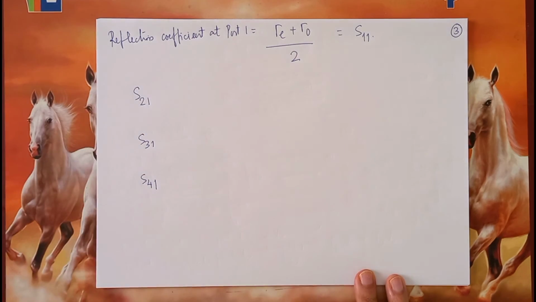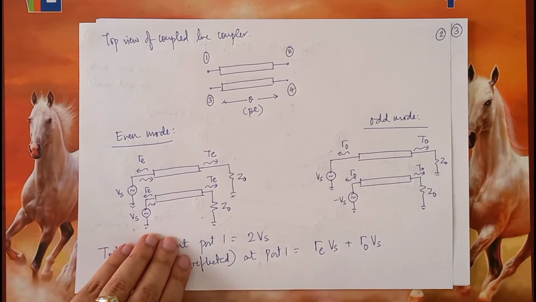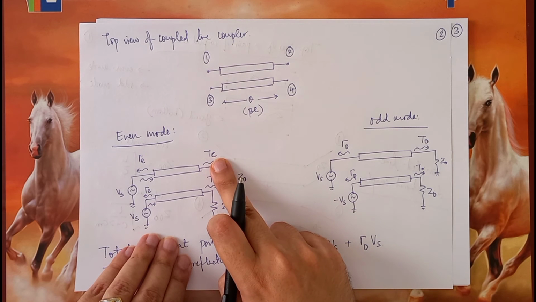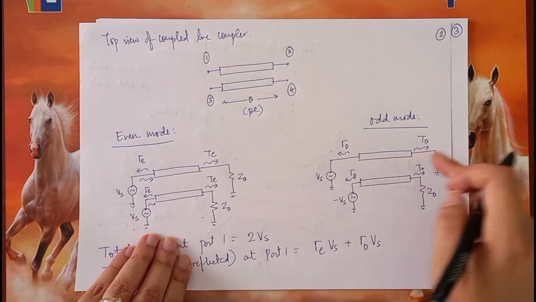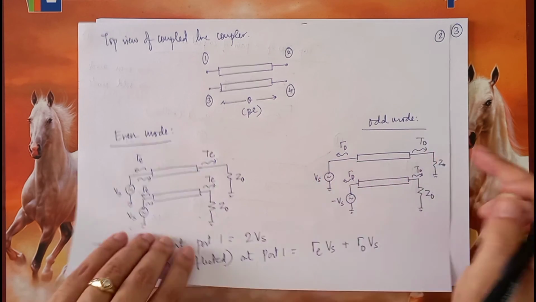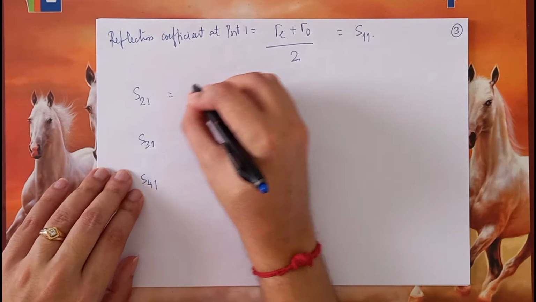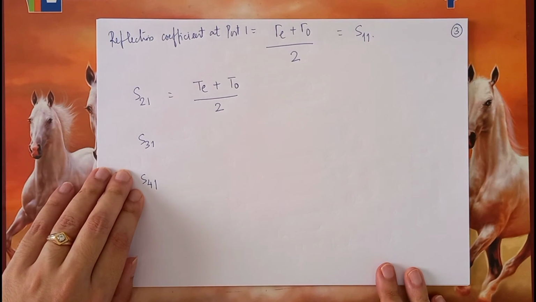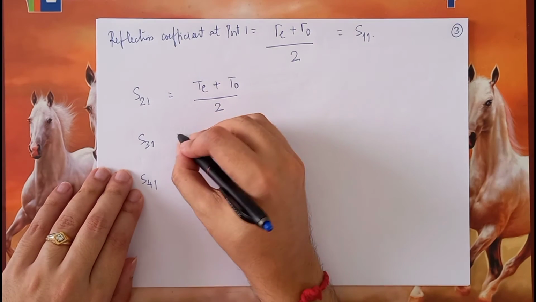What will they be? For S21, the even mode transmitted voltage will be TE Vs and the odd mode will be TO Vs. So with respect to port 1, it will be TE plus TO by 2. What about S31?